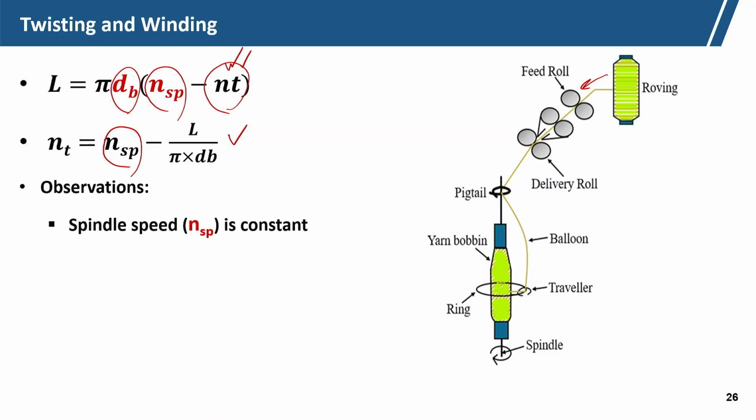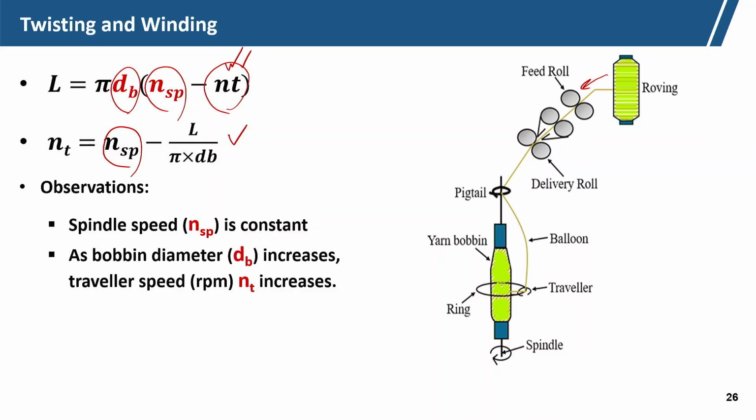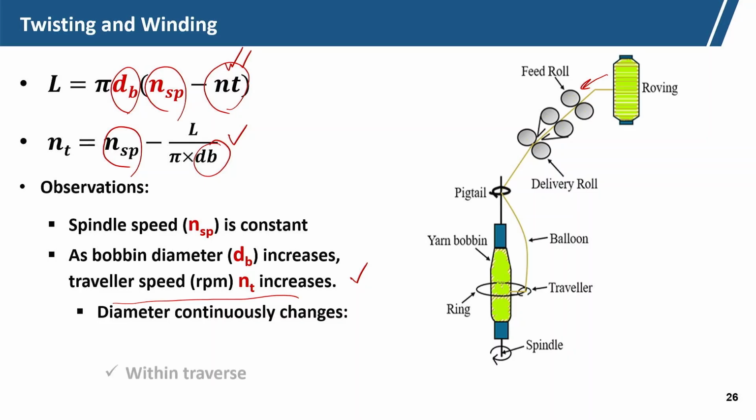Now, the observation is that spindle speed is constant. As bobbin diameter increases, the traveler speed will also increase. Diameter continuously changes within the traverse from start to bottom. So, it is continuously changing. That means your NT is continuously changing.